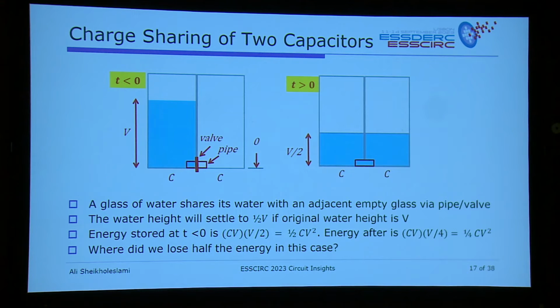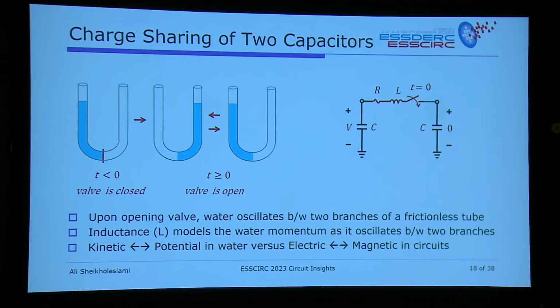Water oscillates. But to see that oscillation, maybe this is a better image to imagine. If you think about it, you have a pipe, and let's say this pipe is frictionless, and you fill up half of it with the water here. This is one capacitor, the other one is empty. If you let it go, you can imagine that the water is going to oscillate between these two before it dies down, finally because of friction that exists.